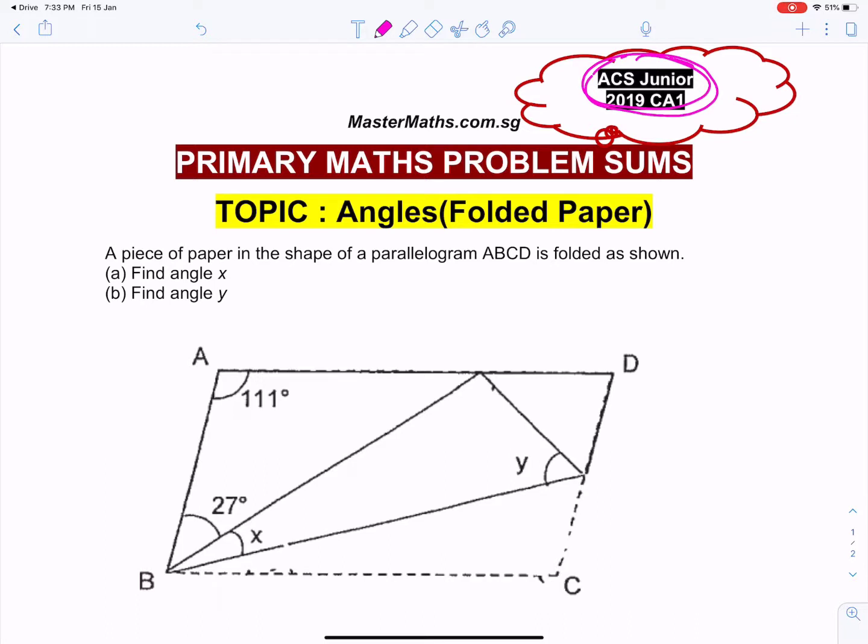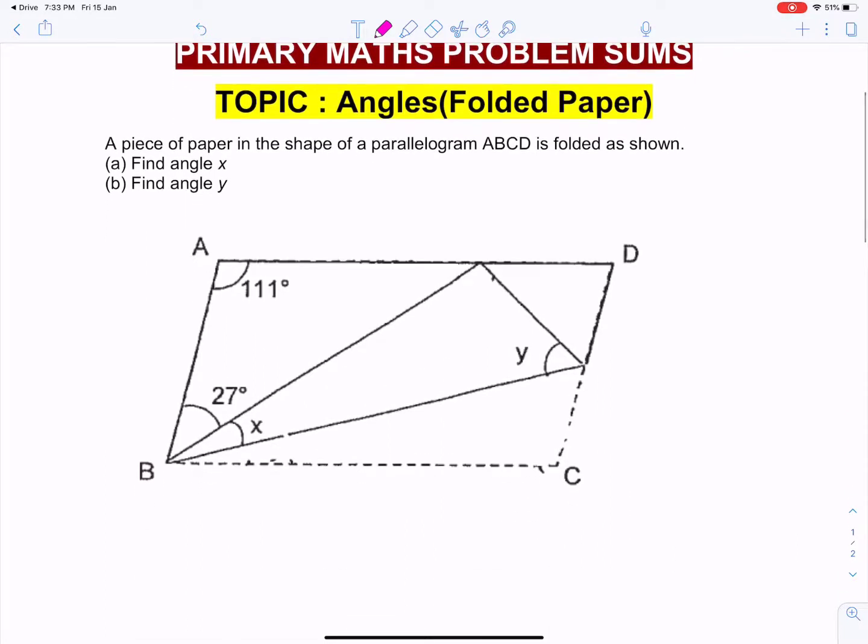Let's discuss. A piece of paper in the shape of a parallelogram ABCD is folded as shown. So originally you have this parallelogram ABCD, and you have folded it. Now when you fold it, this section here will go to this side, and this section right here will be folded into this side.